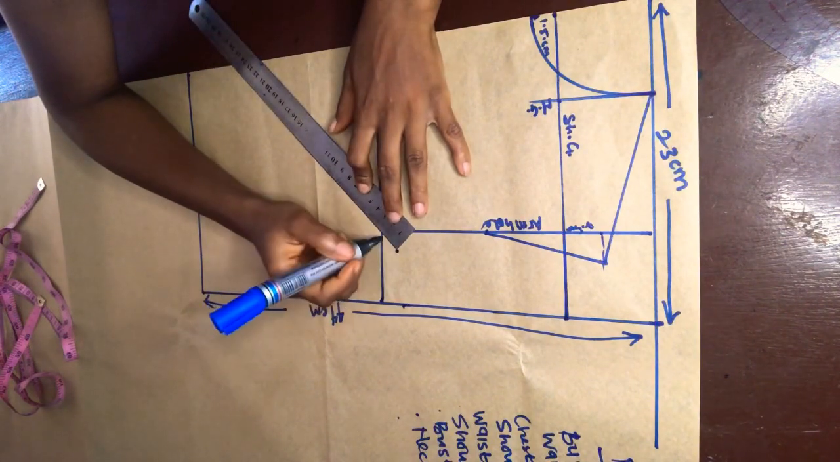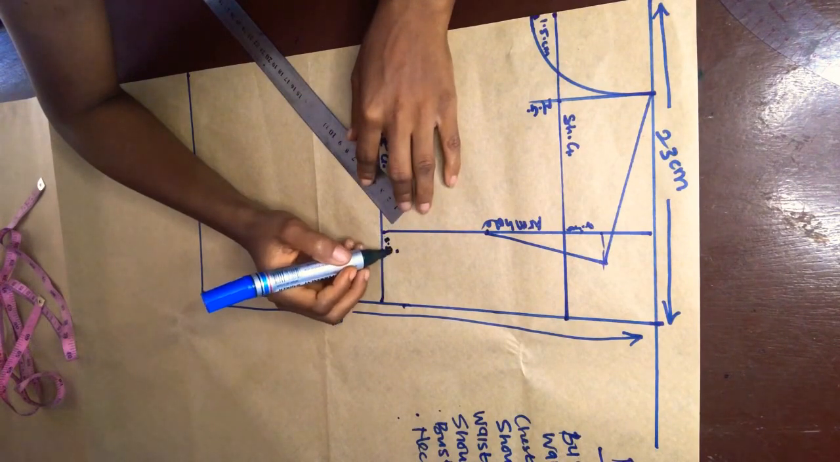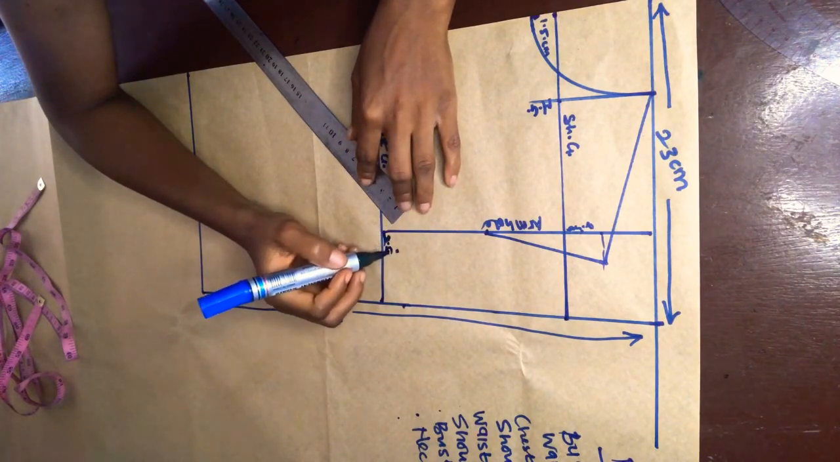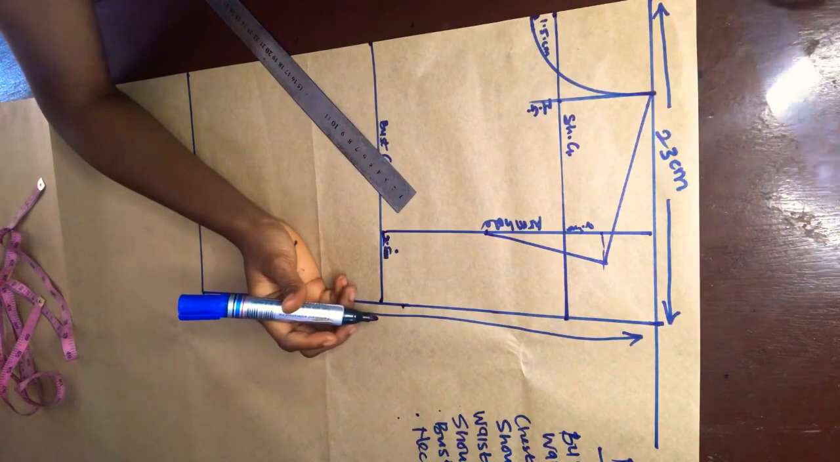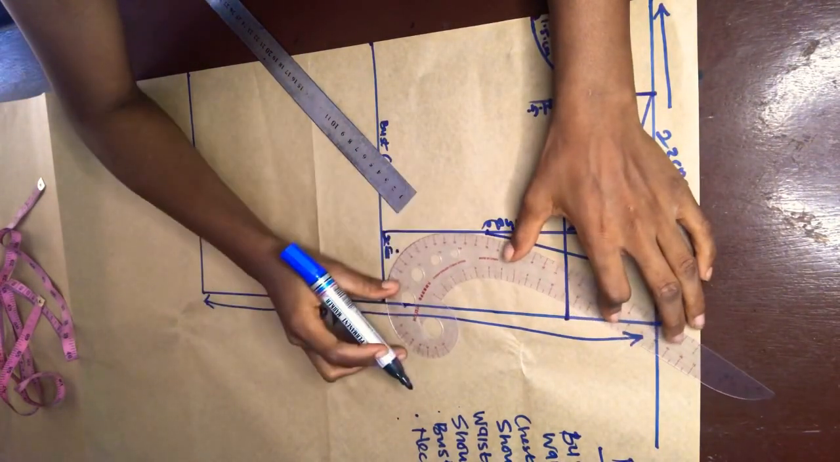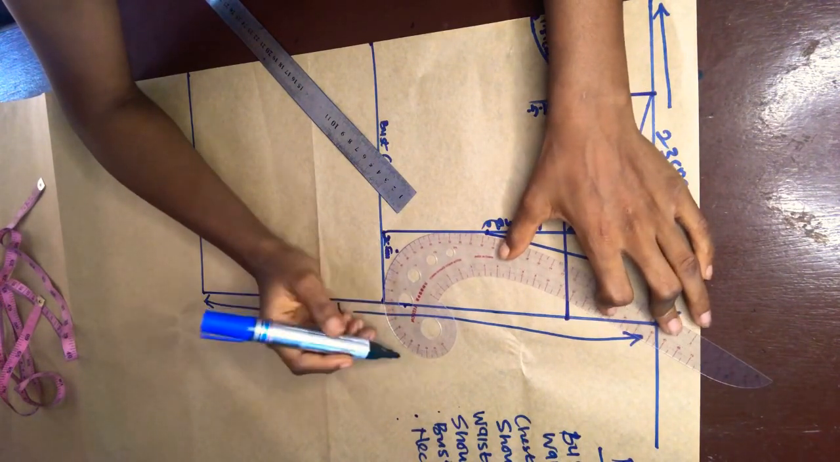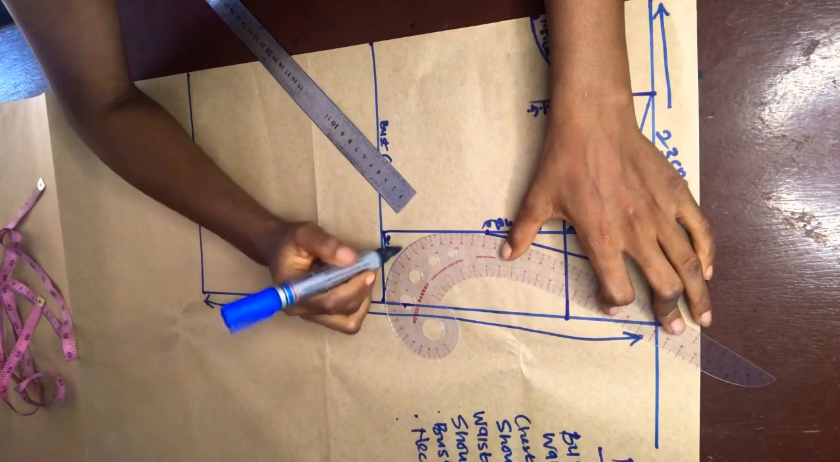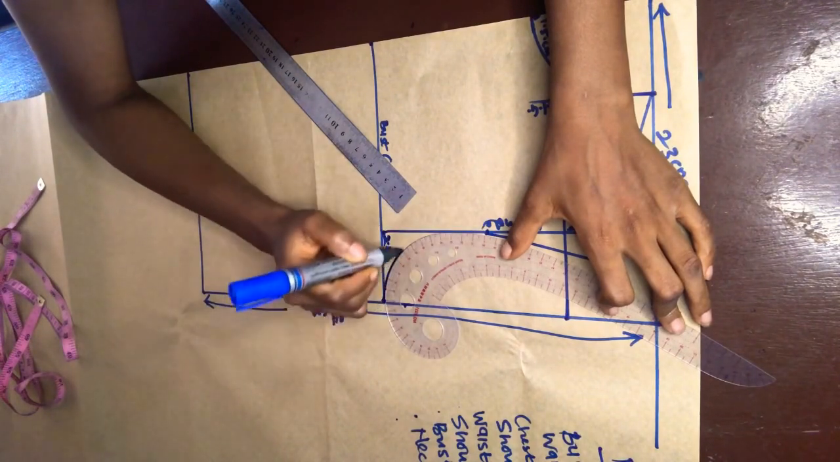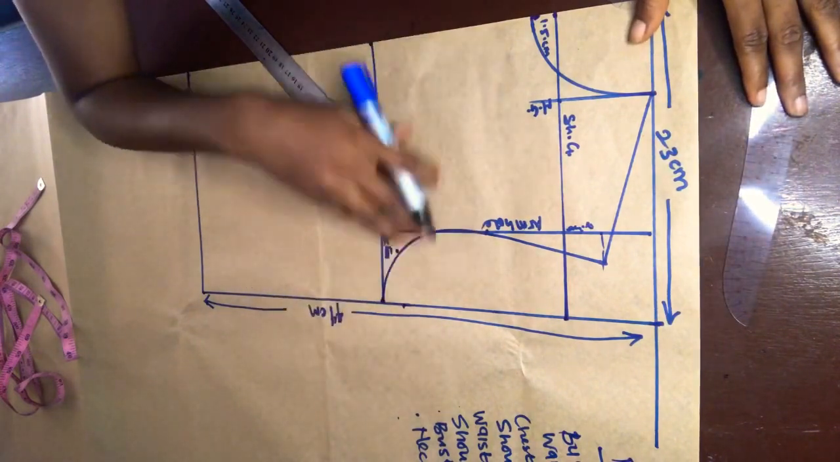The next thing now is to measure about 2.5 centimeter upward. Measure 2.5 centimeter before you draw your curve down there. Then you place your armhole curve to meet those points, that point, the midpoint there, and the 2.5 centimeter, just to make sure that the depth of the armhole doesn't go deeper than the 2.5 centimeter. So that's our armhole curve.